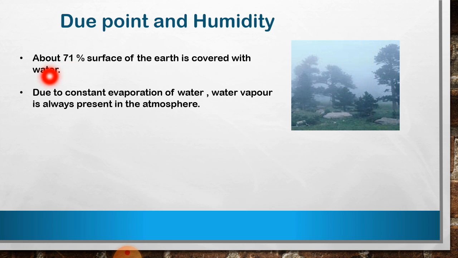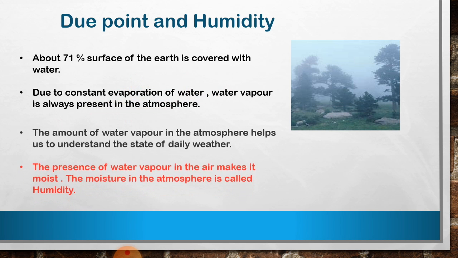About 71% of the surface of the earth is covered with water. Due to constant evaporation of water, water vapor is always present in the atmosphere. जब water का evaporation होता है तो water vapor form हो जाते हैं in the atmosphere.